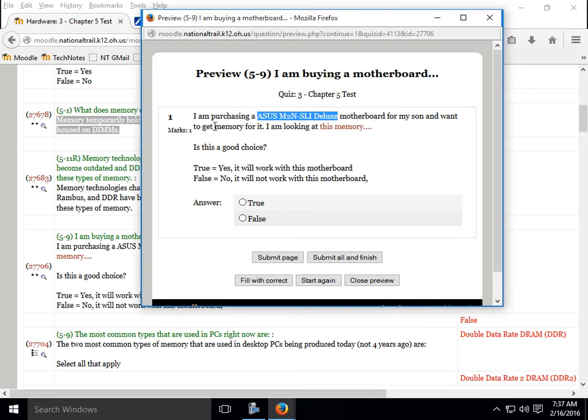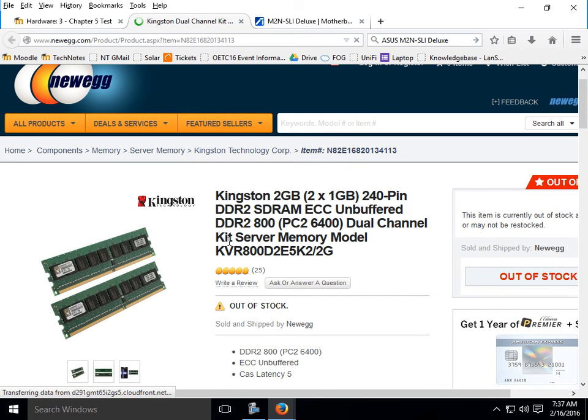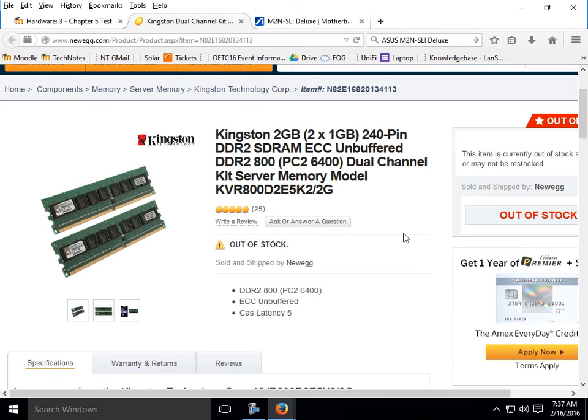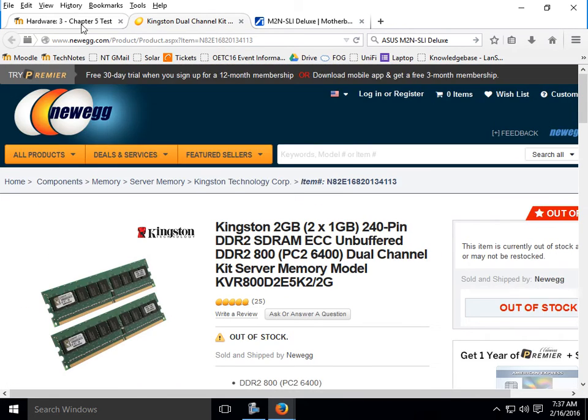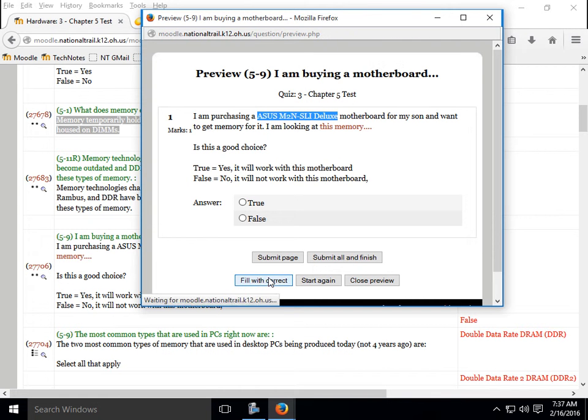Okay. For my son, I want to get memory. I'm looking at this memory. Is this a good choice? Take a look at this choice this time. This is DDR2 800 unbuffered dual channel. Did I say the wrong answer on this? No, okay, it still works. Why does this one work? Because it took ECC or non-ECC.